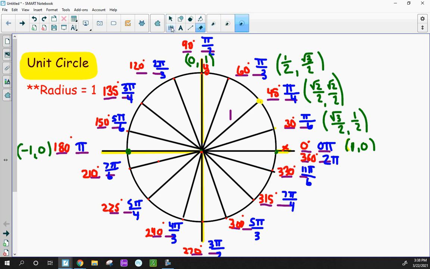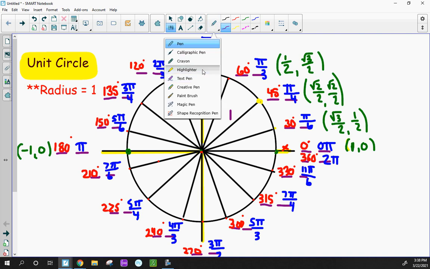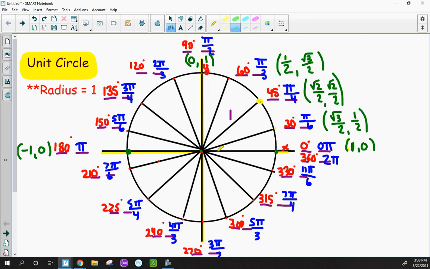Okay, and here we go. Grabbing a highlighter right now. Please follow from the origin to the 30 degrees. It's 30 degrees above the x-axis. Well, in the second quadrant, this angle is also 30 degrees above the x-axis. In the third quadrant, this angle is 30 degrees below the x-axis. In the fourth quadrant, this angle is 30 degrees below the x-axis.